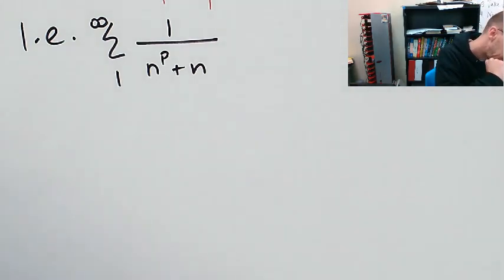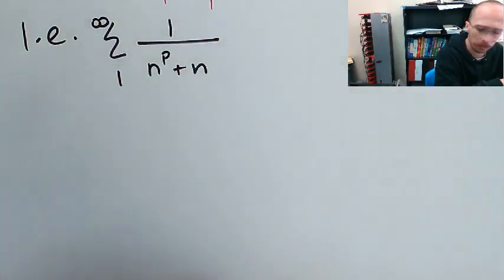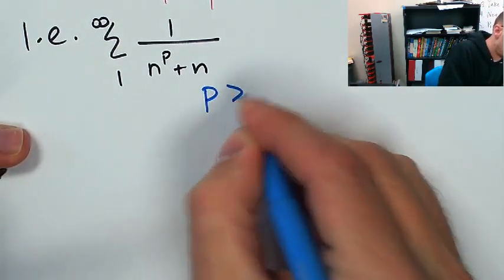And I think if p was bigger than 1, then this n wouldn't really contribute that much. Yeah, so I'm just going to say p needs to be greater than 1. That wasn't super exciting, but whatever.